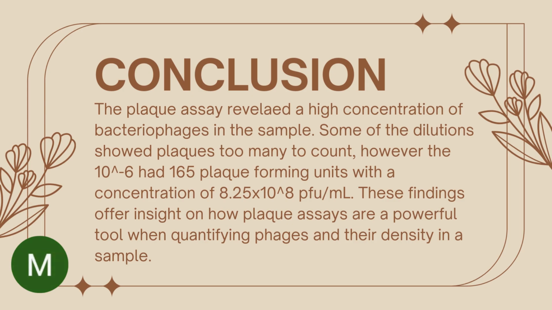In conclusion, the plaque assay revealed a high concentration of bacteriophages in the sample. Some of the dilutions show plaques too many to count. However, 10 to the negative 6 had 165 plaque forming units, with a concentration of 8.25 times 10 to the 8 plaque forming units per milliliter. These findings offer insight on how plaque assays are a powerful tool when quantifying phages and their density in a sample.